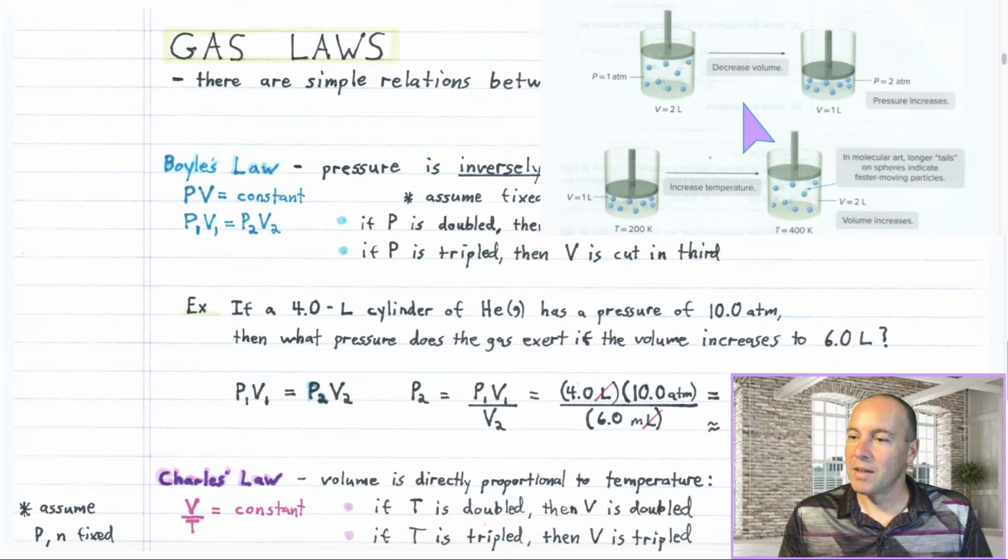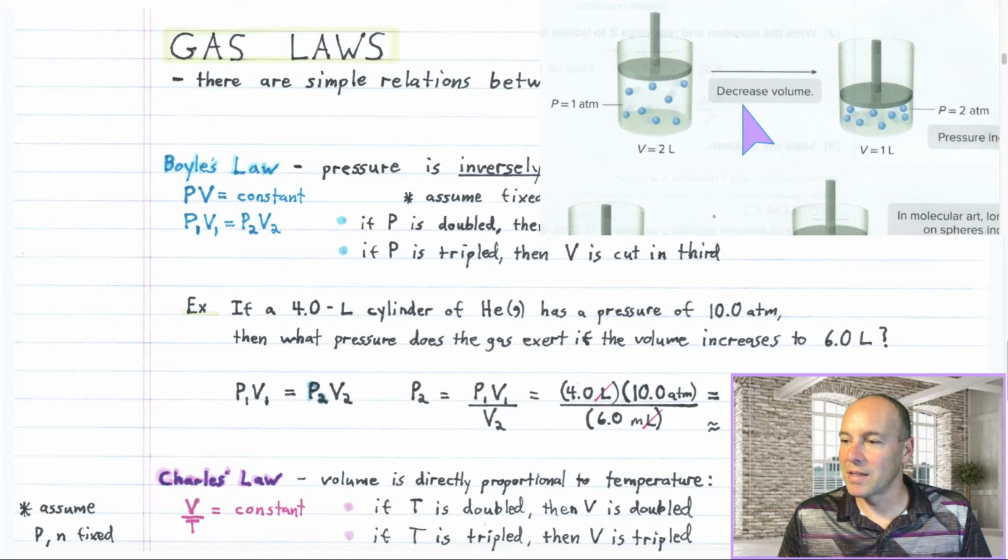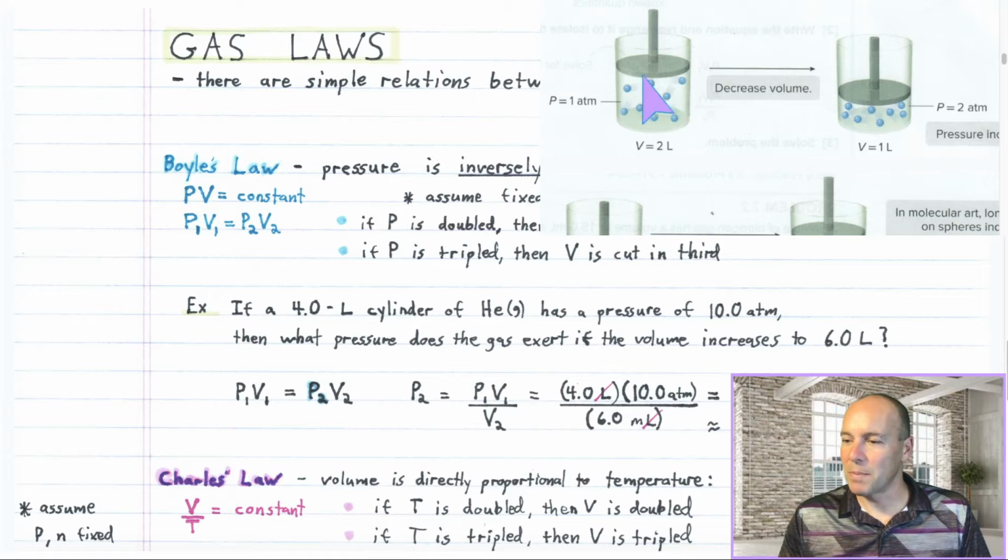So here we have a gas, and that gas is trapped inside of a piston. Okay, so let's say the volume of the gas is 2 liters and the pressure is measured at 1 atmosphere. Now if you lower this piston and you cut the volume in half to 1 liter, then the pressure is doubled. Okay, so when the gas is squeezed into a smaller volume, the pressure goes up.